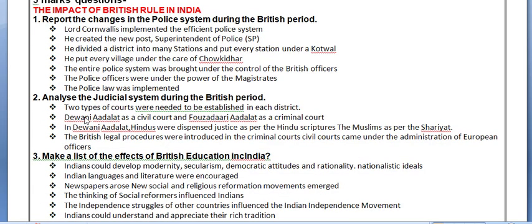And the next question, analyze the judicial system during the British period. 2 types of courts were needed to be established in every district: Diwani Adalat as a civil court and Fauzdari Adalat as a criminal court. In Diwani Adalat, Hindus were dispensed justice as per the Hindu scriptures, and Muslims as per the Shariat. The British legal procedures were introduced in the criminal courts. Civil courts came under the administration of European officers.